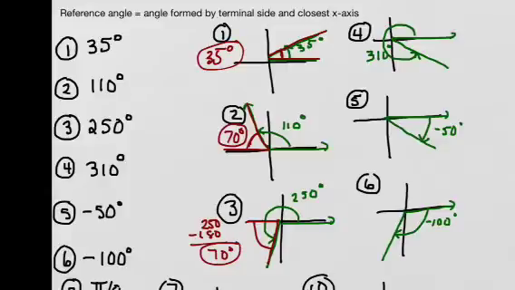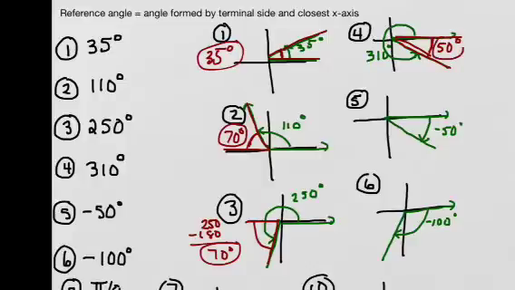Number 4, again, here's the terminal side of 310 degrees. Here's the closest x-axis, and so we're looking for the measurement of this angle right here. Well, a complete rotation is 360. So if I'm at 310, that means that I need 50 degrees more to reach 360. So that's my reference angle, 50 degrees.